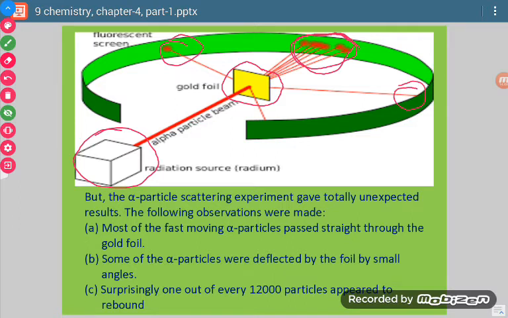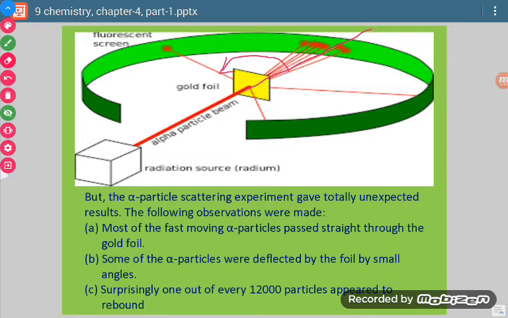and few were deflected by a small angle. Now see, what is the angle? This is the line and this is the angle. This should be the straight line, and if it has gone this side, then this is the angle, and if it has gone this side, then this is the angle. So this is deflection by a small angle. Similarly, very few were found moving like this, so this is a very large deflection.